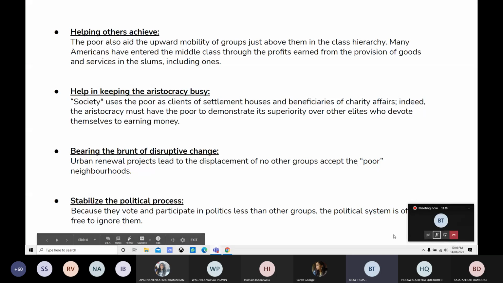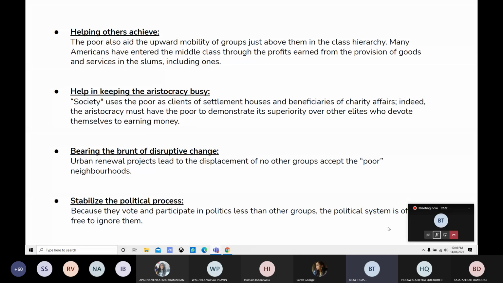The next one, he's saying that they help in keeping the aristocracy busy, wherein he says that society uses the poor as clients of settlement houses and beneficiaries of charity affairs. Indeed, the aristocracy must have the poor to demonstrate its superiority over other elites who devote themselves to earning money.